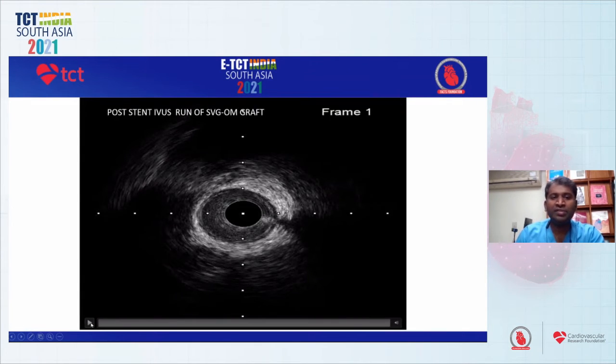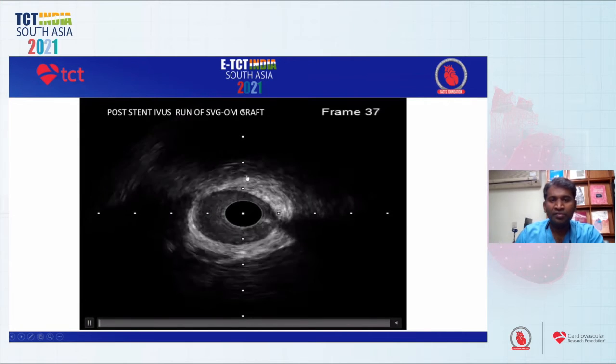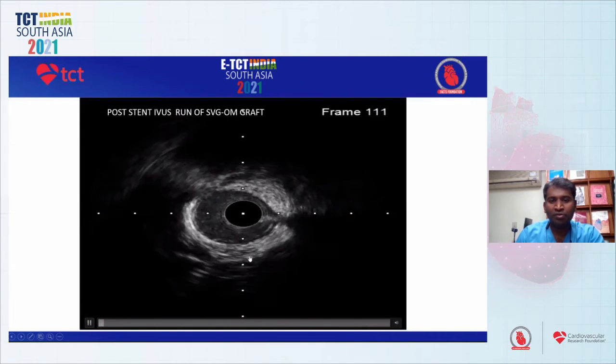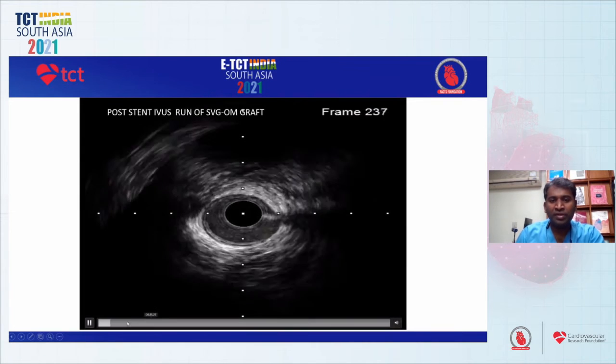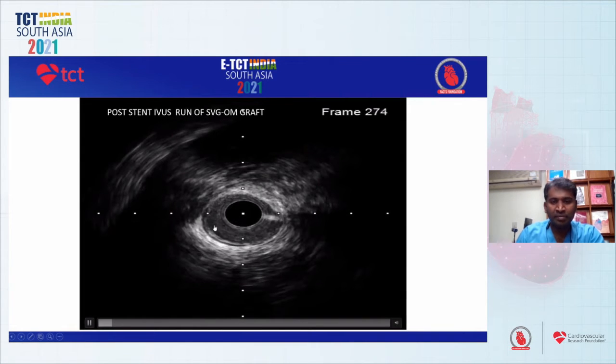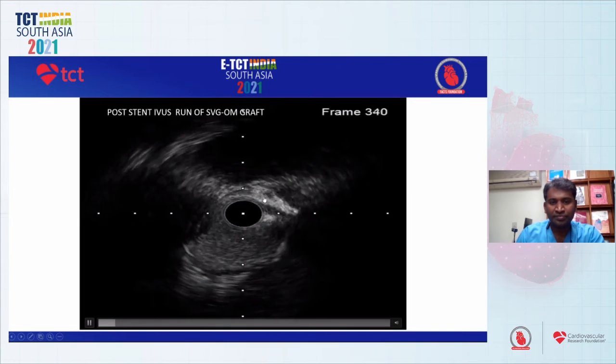So IVUS was done. This was an IVUS run from the SVG graft. Distally, there was not much plaque burden, mild disease. The distal landing zone was good. It was not landed in any disease. Still coming distally.